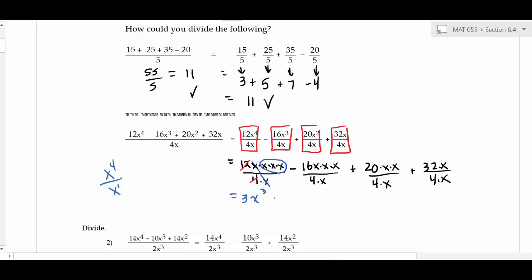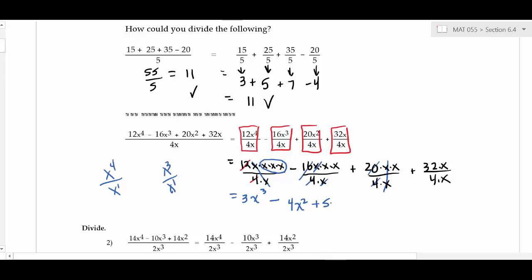So the next one would be the same thing. You would have 16 over 4 is 4. One of the x's cross out, so you'd have x to the second. And it's the same thing: if you look at x to the third over x, which part of the fraction has more? Top does, and it has 2 more. Does that make sense? That's how you reason that out. Then the next one, you'd have 20 over 4 is 5.